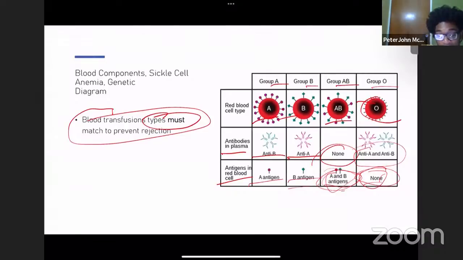Think about it. If you have A antigen and an A antibody, all that's happening is that your own body is killing your own blood cells. That's all that means. Sickle cell is a whole other disease. So for blood transfusions, the type must match. That's just what's happening here.